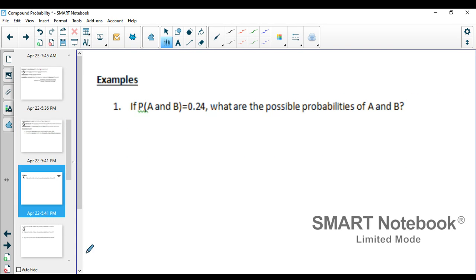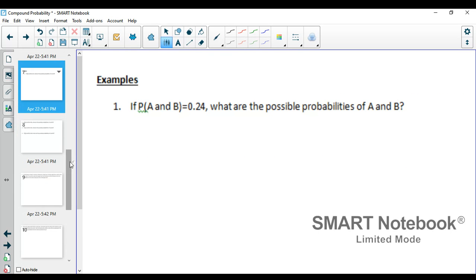Right. So for our first ones, we're just finding possible probabilities of A and B if we're given their final probability. So if we know that the probability of A and B equals 0.24, and we're going to assume that they are independent events, and it really doesn't matter in this situation, we need to find two possible probabilities that we can multiply together to get 0.24. So two things that when you multiply them together give 24. So essentially, we're looking at the factors of 24.